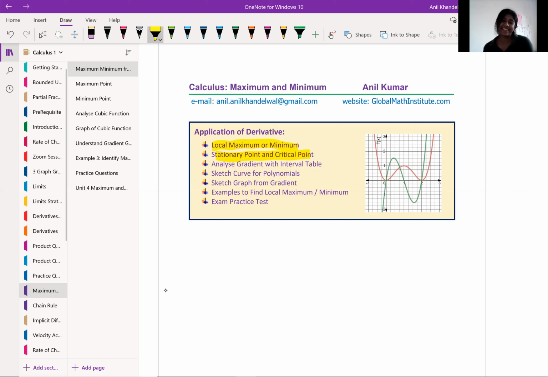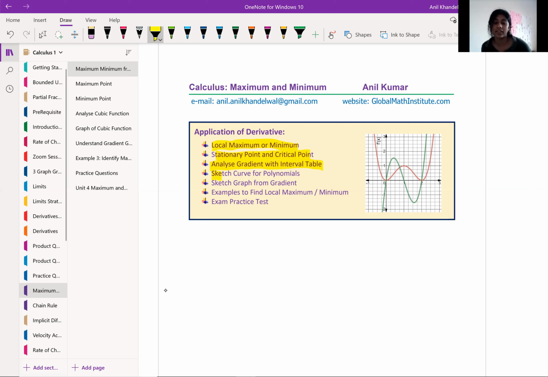And then we'll analyze the gradient with the interval table. We actually did an interval table when we were doing inequalities in functions, right? You remember that part? Like actually, in between two numbers, you choose a value. So when you get your zeros, like if you have three zeros, zeros will divide your plane into n plus 1 regions. 3 will divide into 4 regions. We have to see each region, where is it positive or negative. That is the interval table.